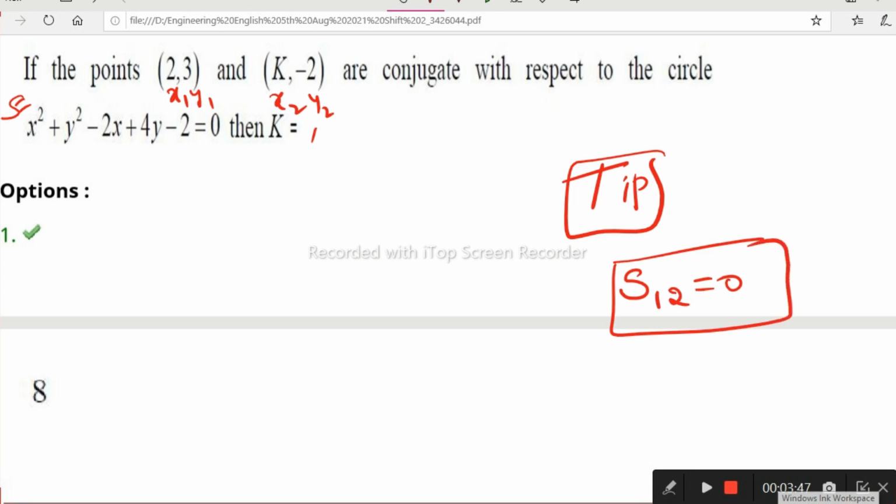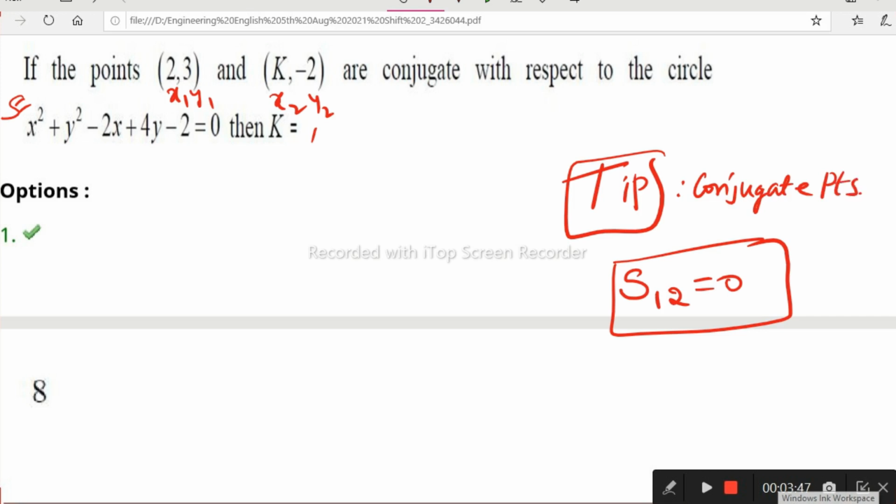You have to know what the S12 equation is. We have to write the equation of S12, and we can substitute x1, y1, x2, y2. That is simple. A very simple question, and very important too. Okay? This is the conjugate points condition, the tip we can use for conjugate points.